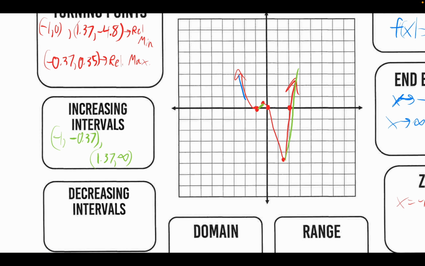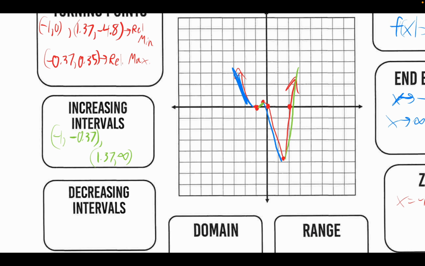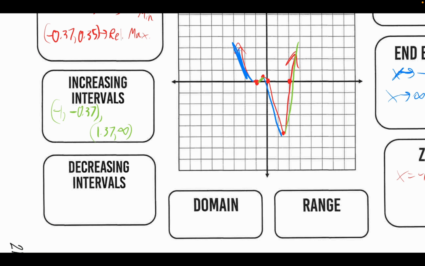And the decreasing intervals are forever left to the first relative minimum, and then from a relative maximum to your true minimum of the graph. So it would be from negative infinity, let me rewrite my infinity there, comma -1, as well as -0.37, comma 1.37.